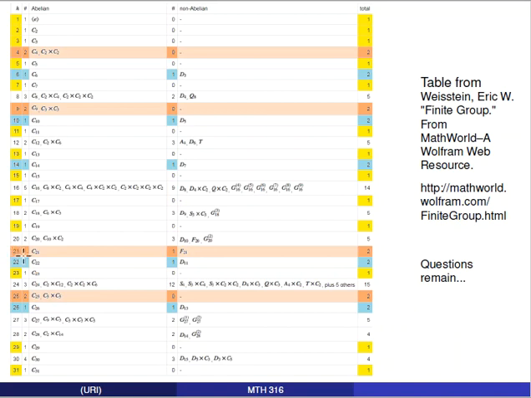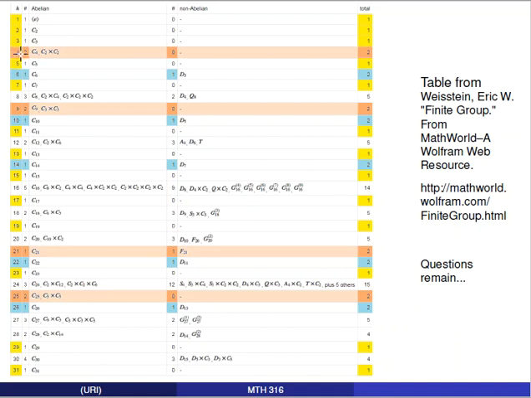Now, groups of order 21 are a little bit different. There are two groups of that order. One is the cyclic group we're used to. The other is a non-abelian group. You might read the MathWorld article if you want to learn more about that group.